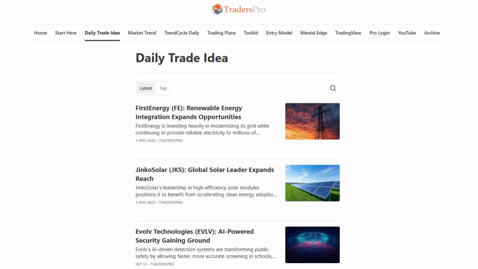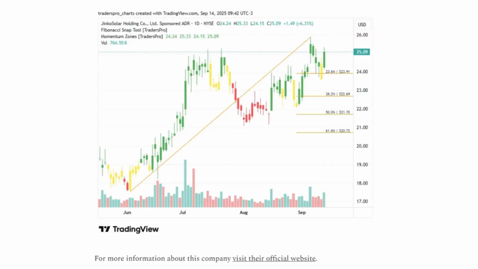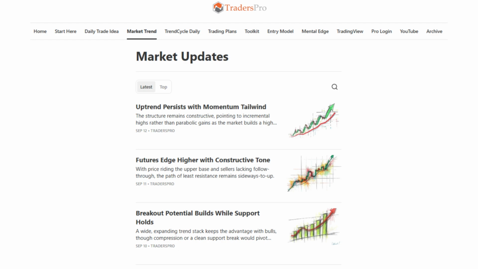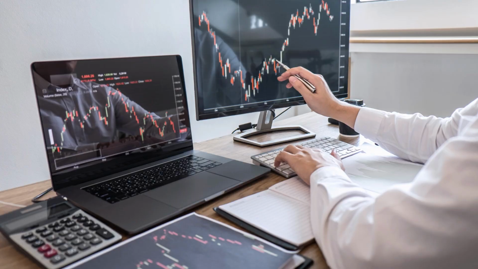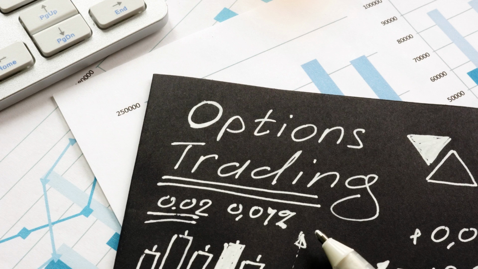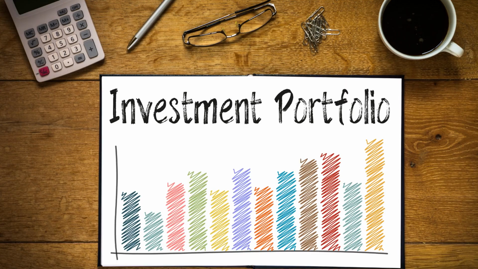TradersPro isn't about guessing or predicting. It's about applying the same model, the same discipline, and the same risk rules over and over again. Over time, you start to see the data differently, the market differently. That not only improves your stock trading, but it opens doors into other areas. Options, futures, even long-term portfolio strategies.